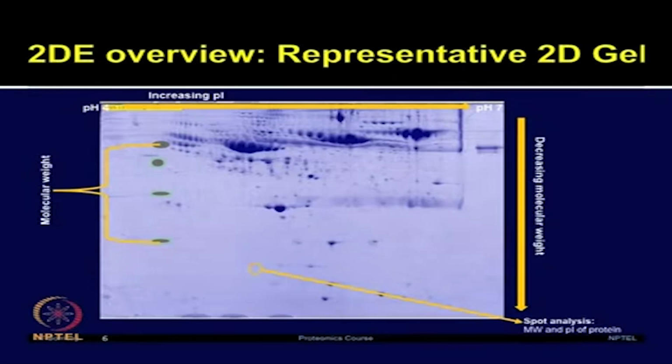This is a representative 2D gel image which shows that a large number of protein spots can be separated on these gels. Immediately by looking at a given protein spot, one can obtain two pieces of information: what is their molecular weight and what is their isoelectric point. So, this information one can obtain immediately, and then after comparison of the different gels, one can know which proteins are differentially expressed.